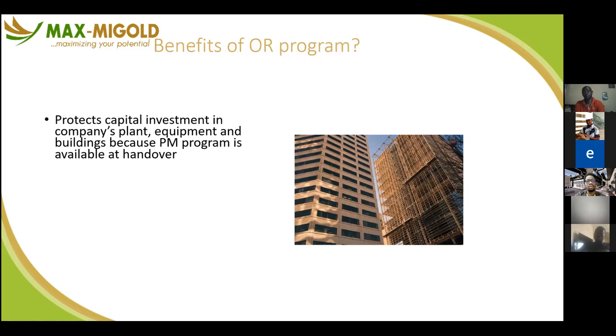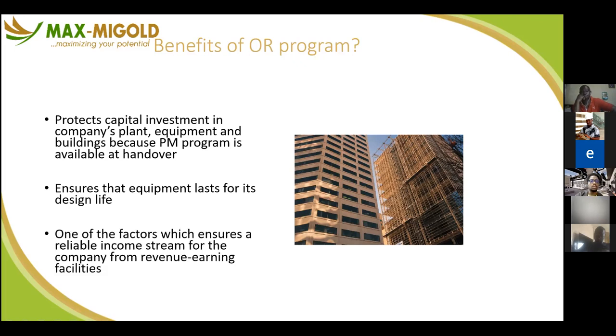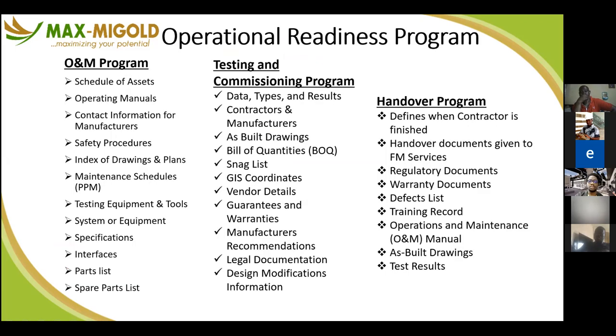We have an operational readiness program. It means that you are thinking far ahead and you can protect the assets of your organization. Equipment will last longer, and it will ensure reliable income for the company from revenue generating activities. So these are the three sets of documents that make up the operations and maintenance program, the testing and commissioning program, and the handover program.